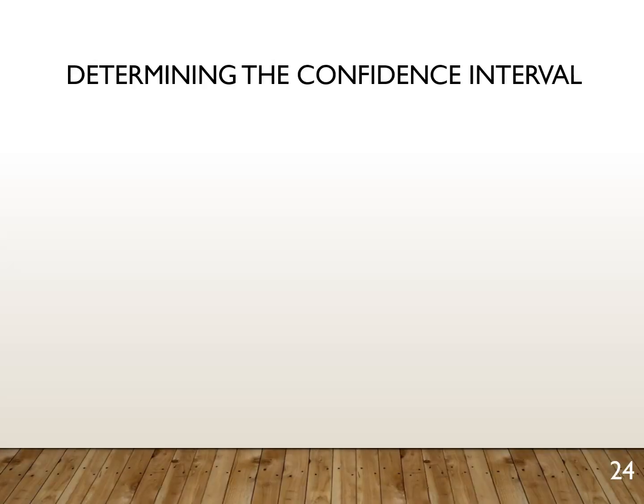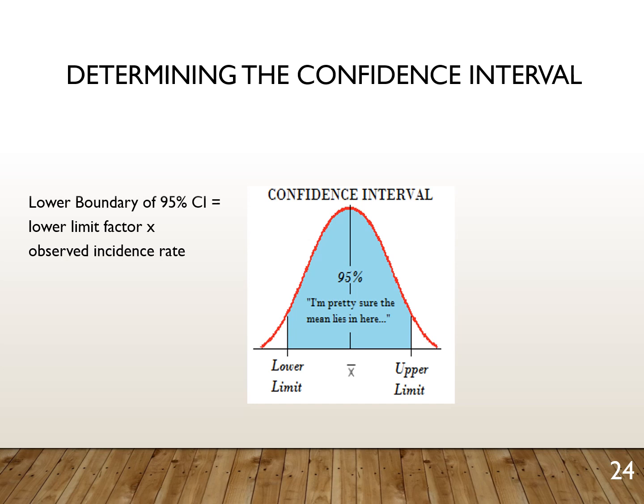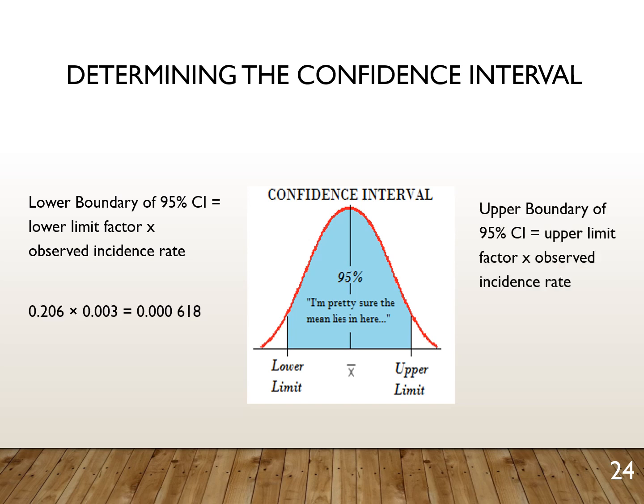Moving on to the confidence interval calculations, the lower boundary of the 95% confidence interval is equal to the lower limit factor times the observed incidence rate. The upper boundary of the 95% confidence interval is equal to the upper limit factor times the observed incidence rate. The best estimate for the incidence rate is 30 per 10,000, but there is a 95% chance that it lies between 6.18 per 10,000 and 87.6 per 10,000.